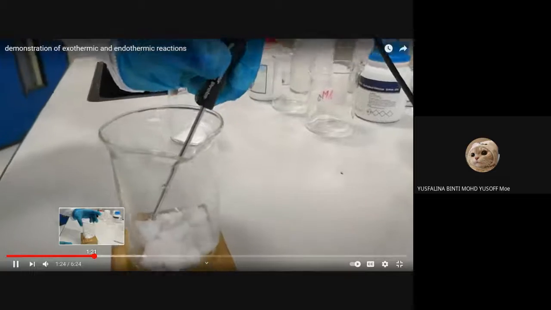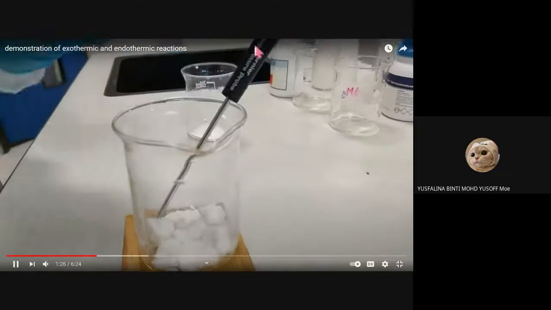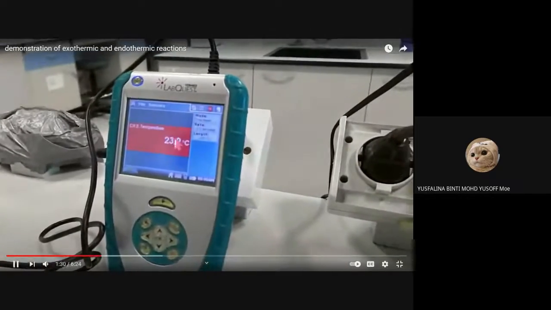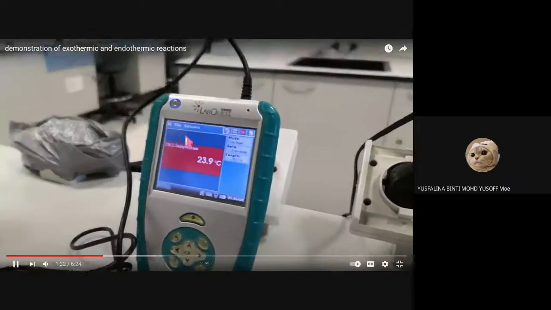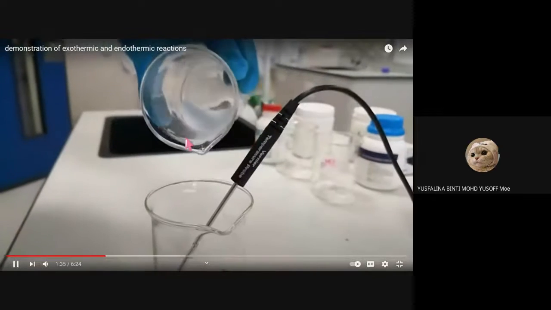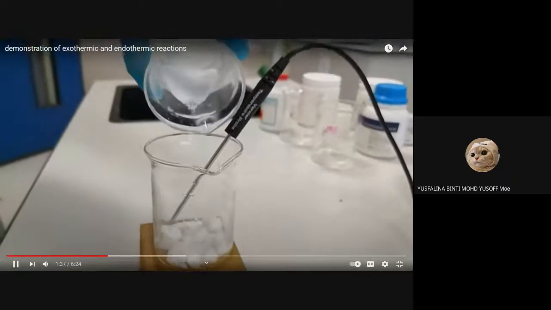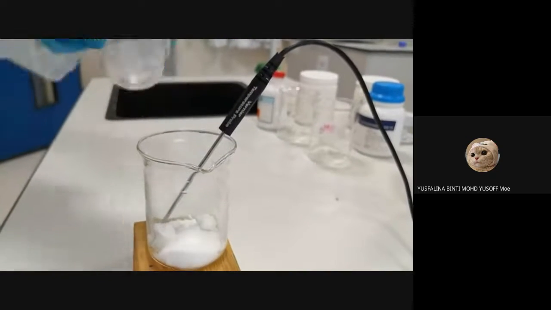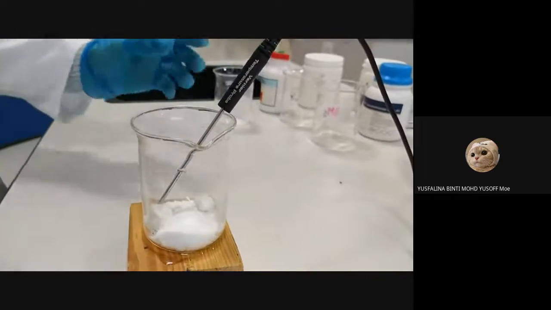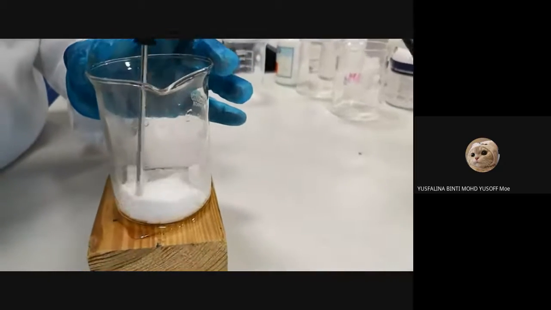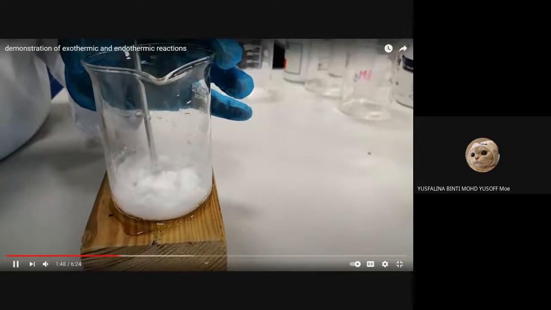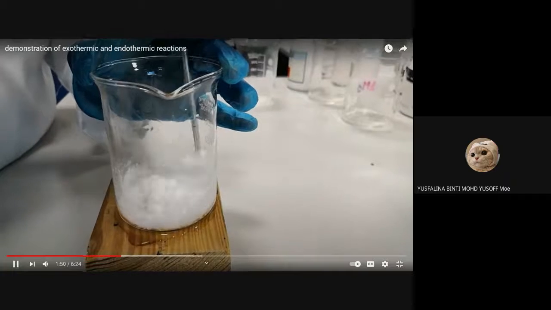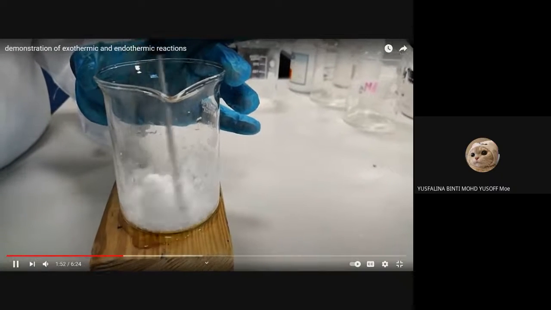Placing the temperature sensor. So this is actually the temperature sensor, right? At the beginning of the chemical reaction, it will give the reading here. It is now around 24 degrees Celsius. Now I'm going to add the ammonium chloride. So we stir the barium hydroxide and the ammonium chloride.